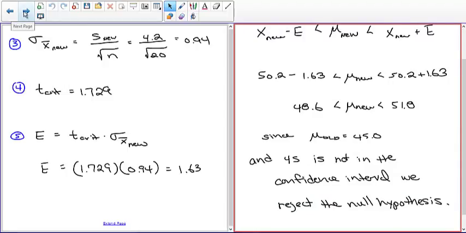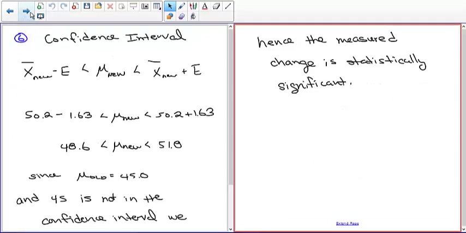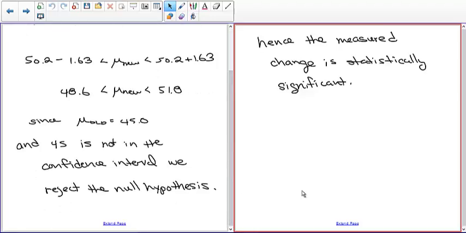Actually, we have more time than I thought we had, so we're going to continue on here. Okay. Hence, the measured change is statistically significant. In the homework problem, you have to do it all three ways. So I'm not going to.